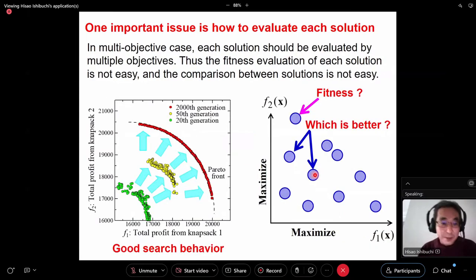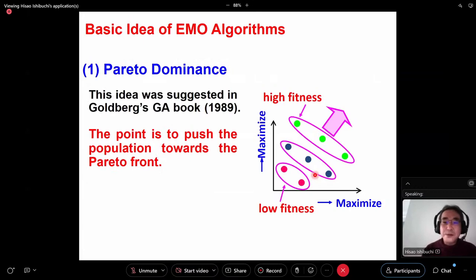However, in the case of multi-objective optimization, comparison of solutions is not easy. And the main problem is how to evaluate each solution. For this problem, we usually use Pareto dominance relation. The idea is shown in this figure.